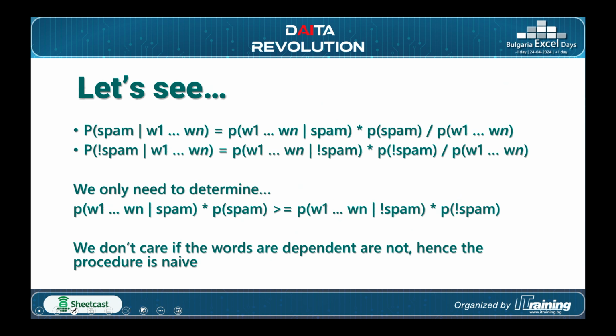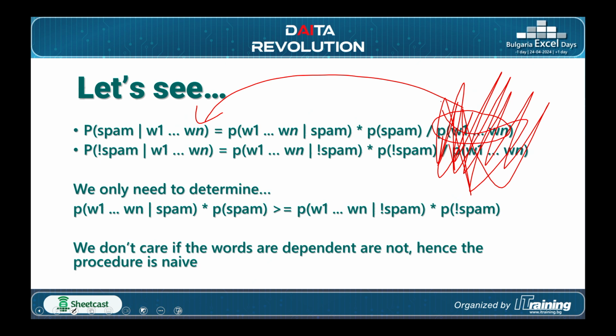Just in case you guys notice this, I have already moved this over. This was over here, as part of the multiplication, so I moved it over. One of the cool things we get with this is that because these have the same divisors, we can just get rid of that. So we don't even need to care about that. That cancels out, so we only need to care about the rest of these items here. Again, we don't care if the words are dependent or not. Hence, the procedure is naive.